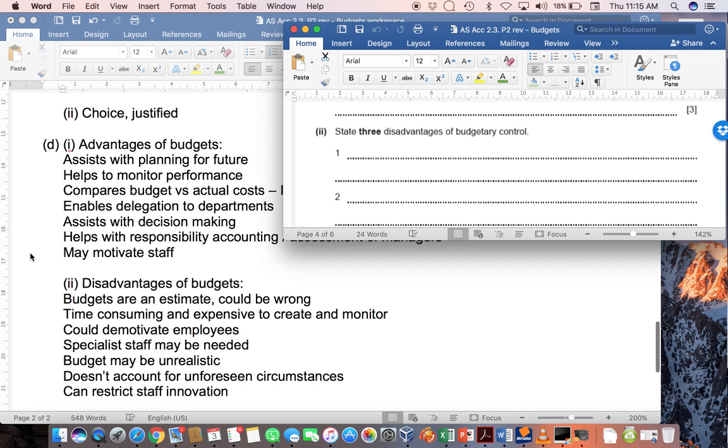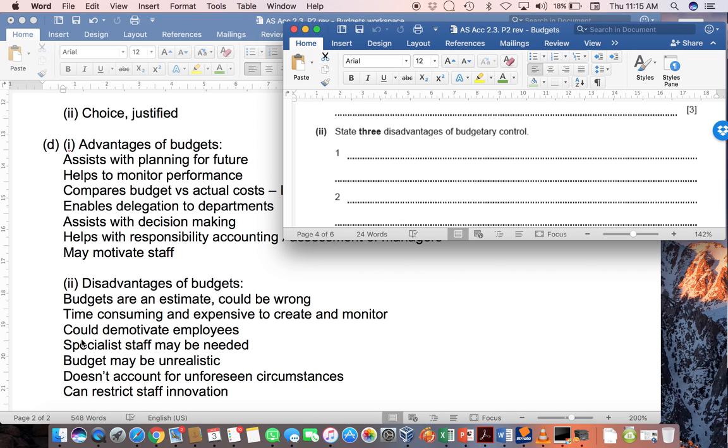However, for number 2, you need to identify 3 disadvantages of your budgets, and you need to then weigh up the disadvantages against the advantages to see whether it's worthwhile doing or not. Your disadvantages of budgeting are that budgets are an estimate. They might be wrong. You need to consider what base you were using to create those budgeted figures and how realistic they are. Budgets are also very time consuming to create and therefore expensive and costly. And you also want to monitor them, otherwise it's pointless doing them.